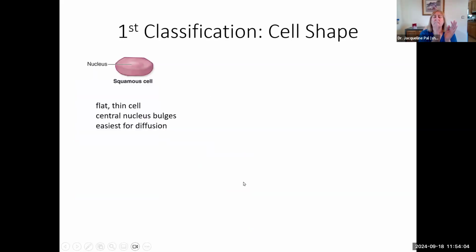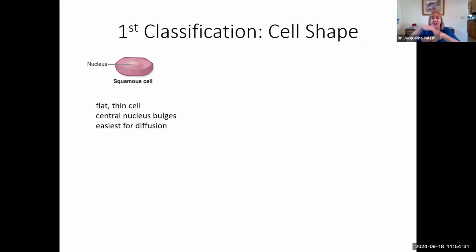All right. So then we classify our epithelium looking at two things. The first thing we look at is the shape of the cells forming the epithelium. And we have three different cell shapes. The first are the flat cells, what we call squamous cells. So these are flat, thin cells.